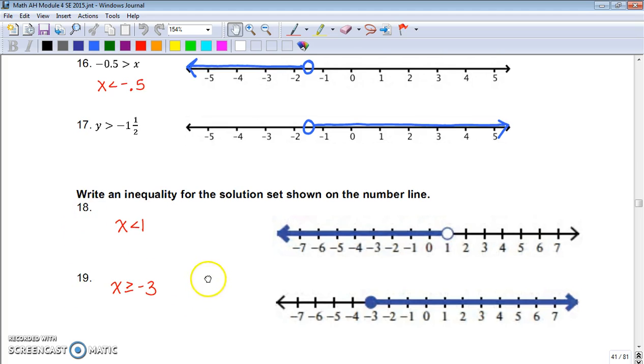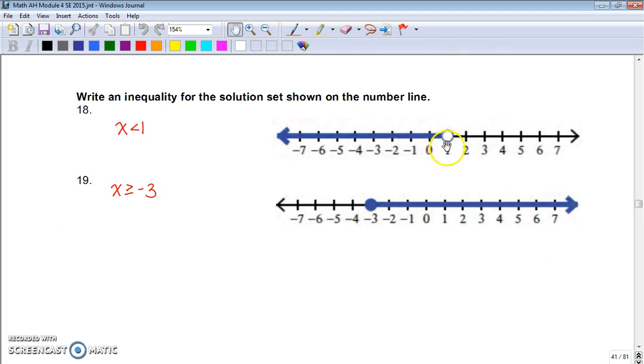Number 18 and 19, looking at these graphs, we see an open circle. So we're either dealing with is less than or is greater than. And since we're going to smaller values, values smaller than 1, we're going to write it as x is less than 1. The last one you tried, we have a filled in circle. It's shaded to the right, so we're going to have values that are either equal to or greater than -3. So it's x is greater than or equal to -3.